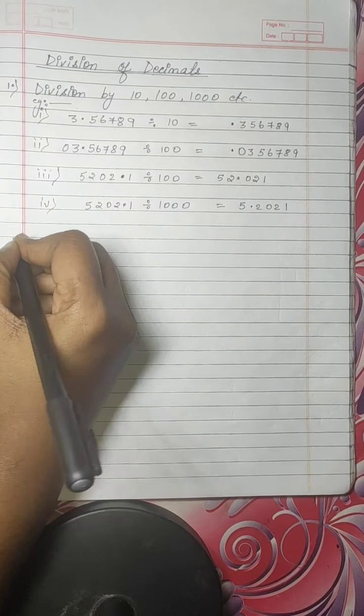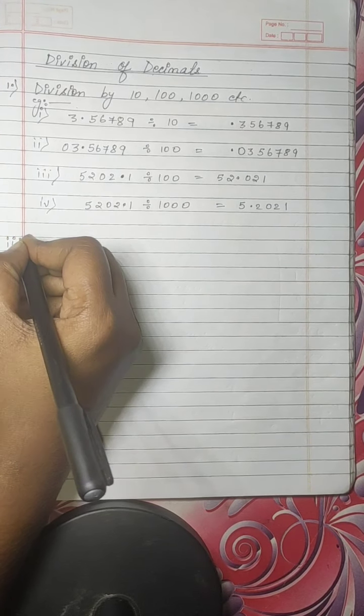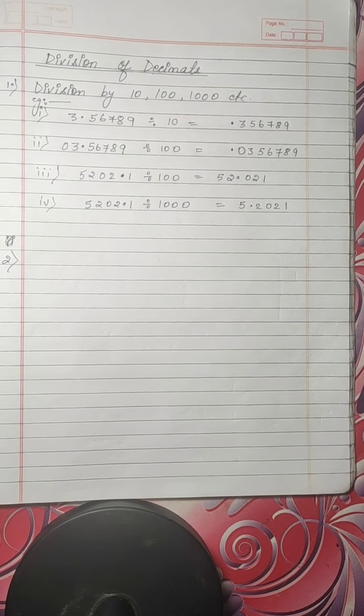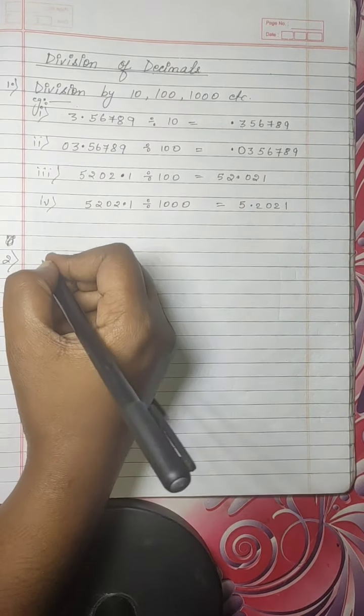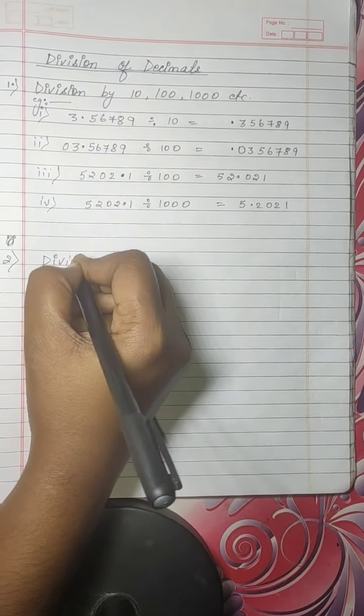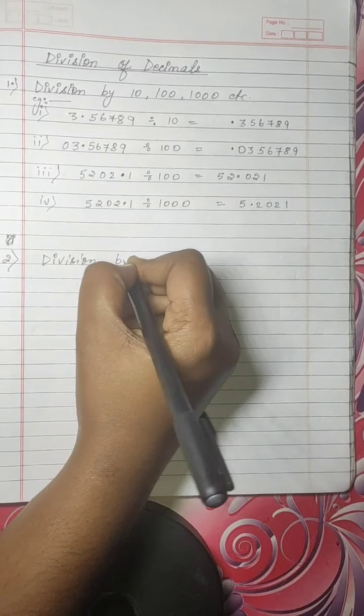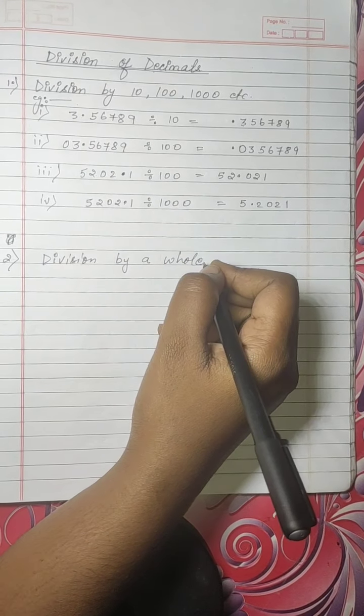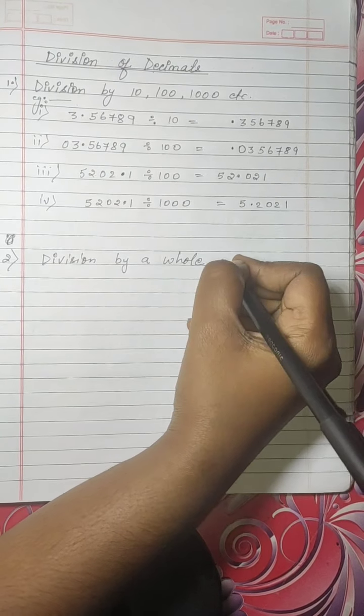Now in this division of decimals, the second topic we will see is division by a whole number. We will see the second topic, division by a whole number. So let's take some decimal number.